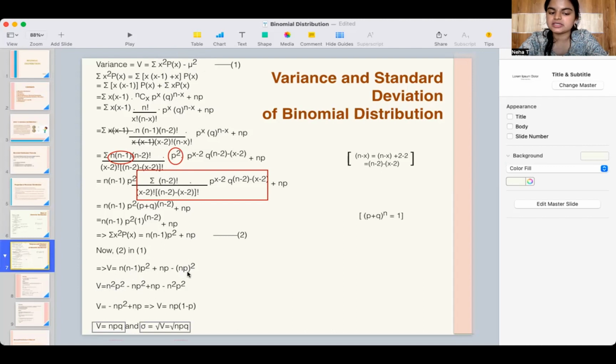The first term and the last term will cancel because one is positive and one is negative. Now we'll be left with minus np square plus np. We'll group the np together, and then we'll have 1 minus p, and 1 minus p is nothing but q. So V is equal to npq, so variance is equal to npq, and standard deviation is nothing but the root of variance, that is root of npq. Okay, so this is the derivation for mean, variance, and standard deviation.